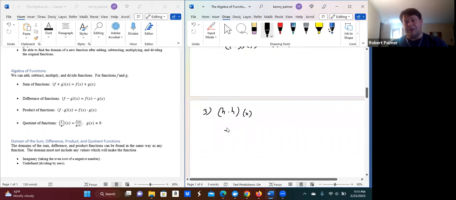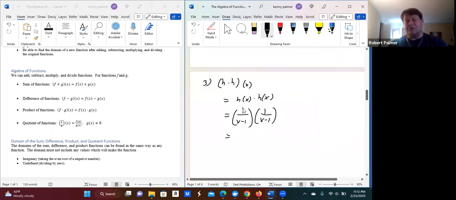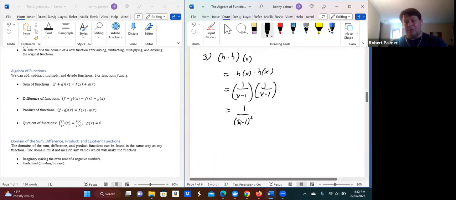Okay, so our rule says this thing is going to be h of x times h of x, or in this case, times itself. And so that's going to be 1 over x minus 1 times 1 over x minus 1. Remember, we're multiplying fractions, so multiply across. 1 times 1 is 1. x minus 1 times x minus 1, I'm going to write as x minus 1 squared. Now, we could multiply that or FOIL it out if you want, but it's perfectly fine to leave it like this.